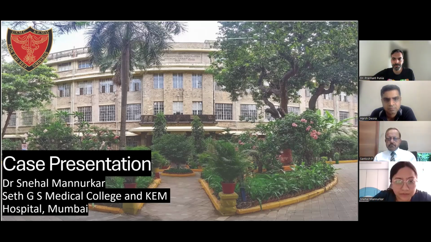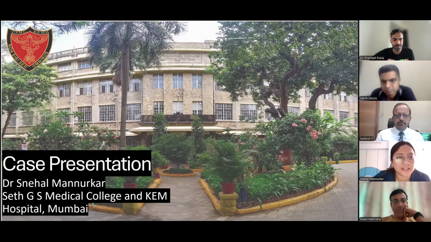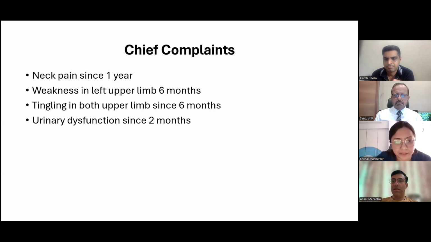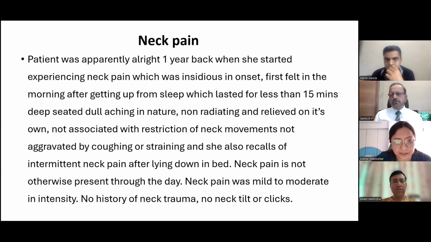Yes, sir. Good afternoon, sir. My patient is a 19-year-old female, right-handed, resident of Jalgaon, Maharashtra, a third-year engineering student. History given by the patient. Complaints of neck pain since 1 year, weakness in left upper limb since 6 months, tingling in both upper limbs for 6 months. She experienced neck pain, which was first felt in the morning after getting up from sleep.